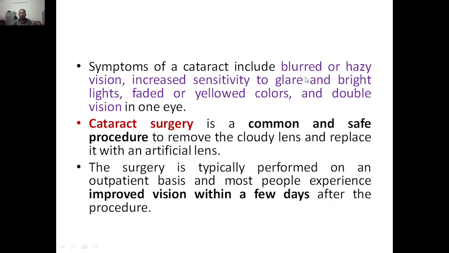So we have blurred or hazy vision, increased sensitivity to glare or bright lights, then faded or yellowed colors, or double vision in one eye. That means you will start seeing two things. Only one object will be there, but it will appear as a two or three kind of structure. So these are some of the blurred visions.